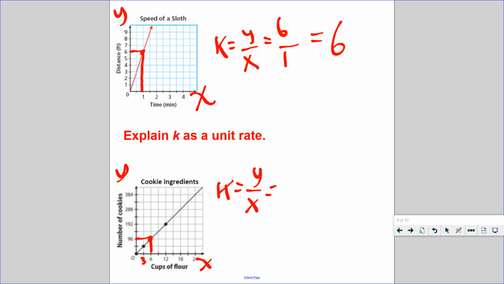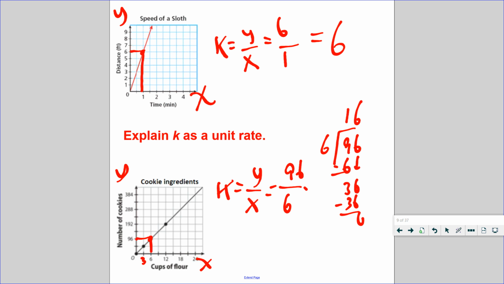So Y is 96, X is 6. So what is 96 divided by 6? It goes in one time. 9 minus 6 is 3. Bring down the 6. 6 goes into 36 6 times. So the constant proportionality is 16. But what does that mean? Explain it as a unit rate. That means I can make 16 cookies per cup of flour. 16 cookies for every cup of flour, for each cup of flour.